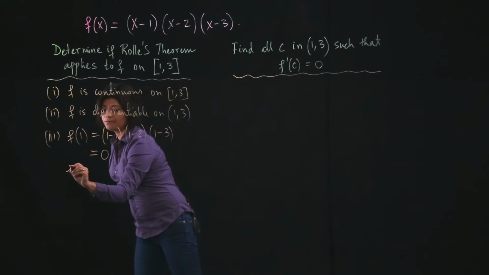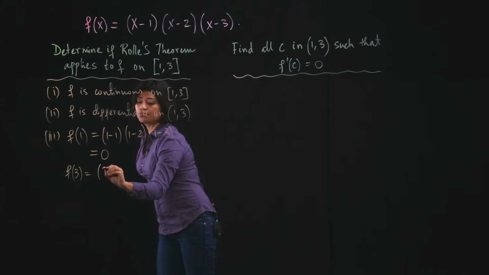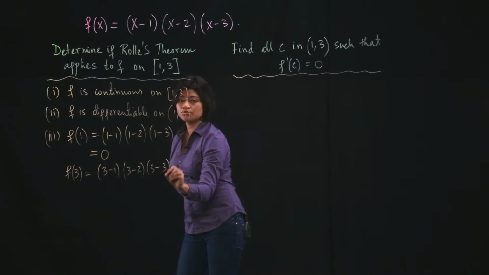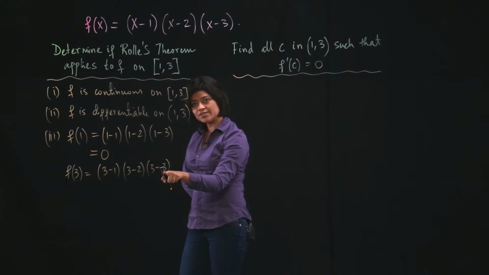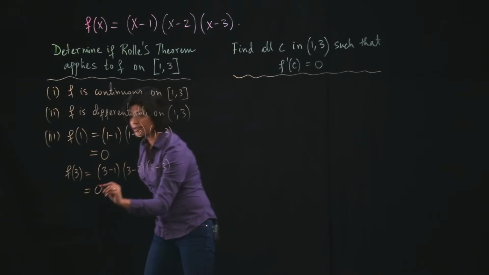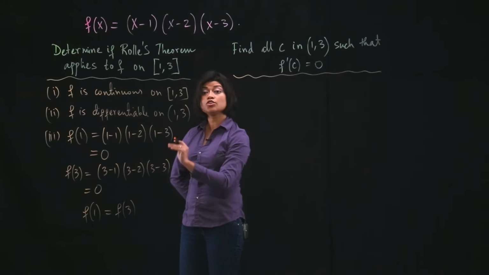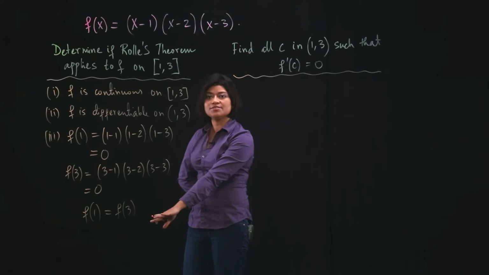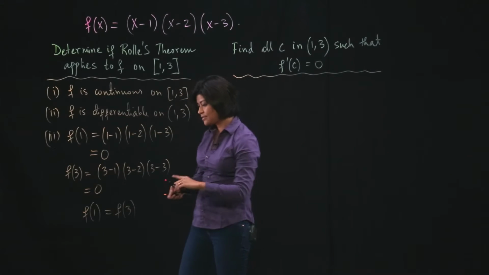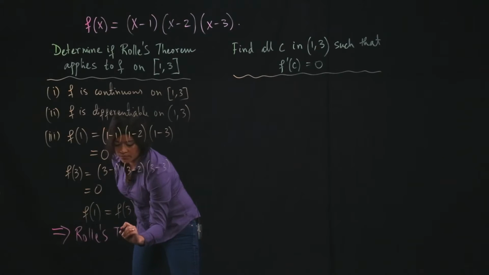Okay, let's figure out what is f of 3. So again, plug in 3 for x. So we'll get 3 minus 1 times 3 minus 2 times 3 minus 3. In this case, the last factor is 0 and therefore the product is going to be 0 as well. So this tells us that f of 1 is equal to f of 3. That is the third hypothesis for Rolle's theorem that is satisfied by this function. So notice all three hypotheses, they are satisfied. And hence, we can say yes, Rolle's theorem can be applied to this function.